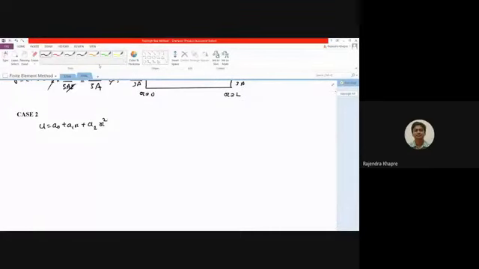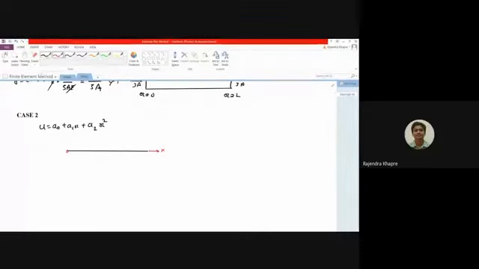Now let me draw the free body diagram one more time. So this is my free body diagram over here. Let me consider this as origin and this as your x-axis. So if I consider the number of points, this is point number 0.